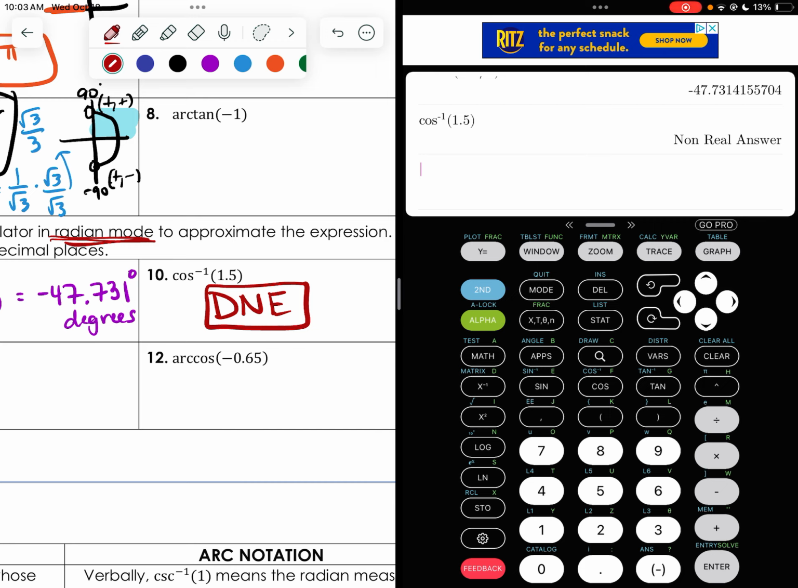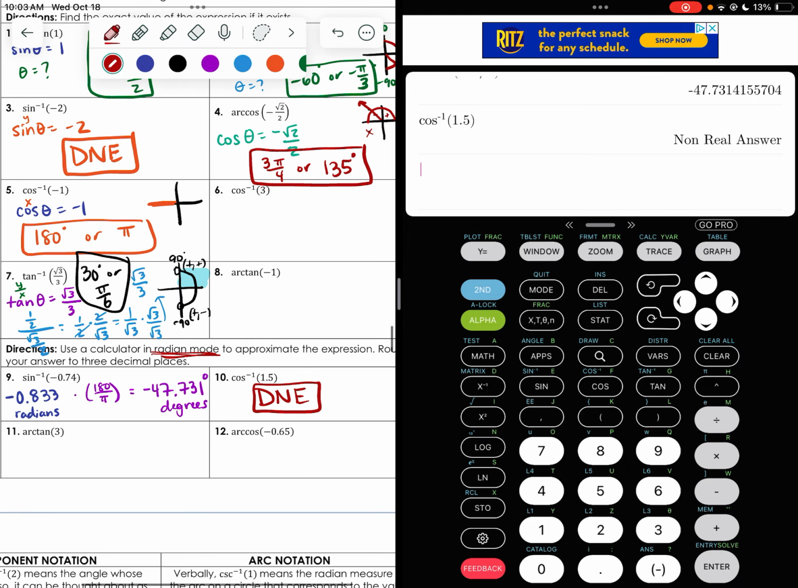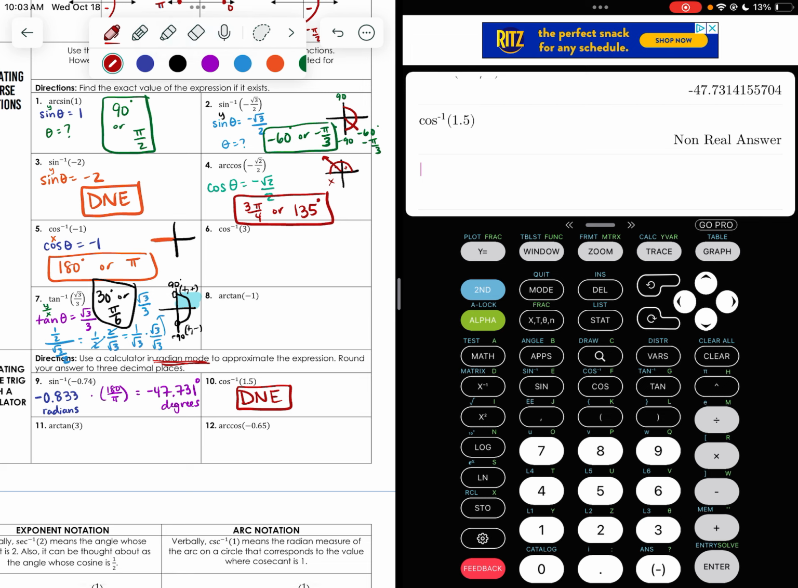Like I said, I don't want to make this video super long, so there's a couple more you could try. But yes, be able to evaluate those trig functions, finding your angles, the inverse trig functions, and also on your calculator.